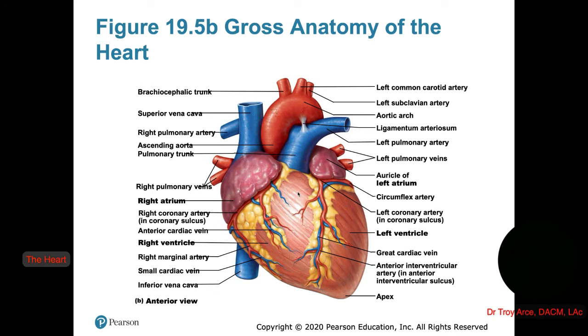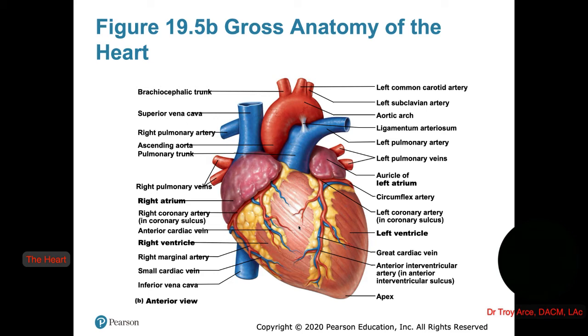So starting from the top, I want you to know anything that is bolded at this point. Your right atrium: if you cut this in half, you have your right and your left side of the heart. Although it goes at an angle, if you were to bivalve this, which we'll show you later, you'll see where the ventricles and atriums are in relationship to this orientation.